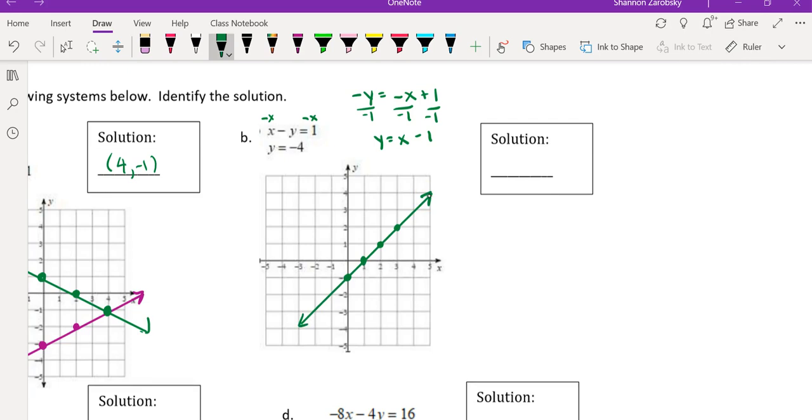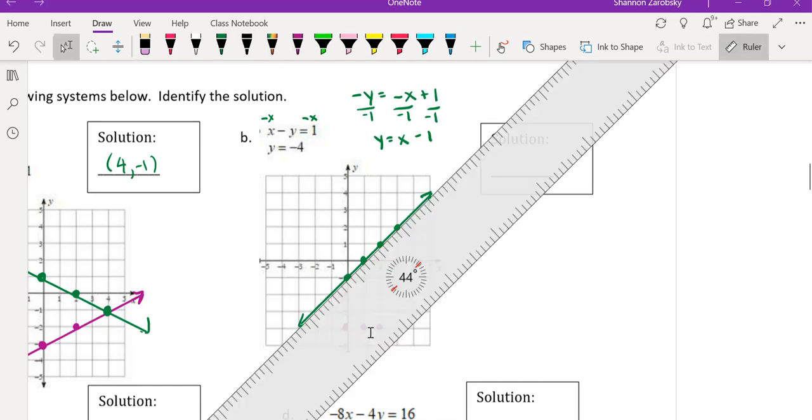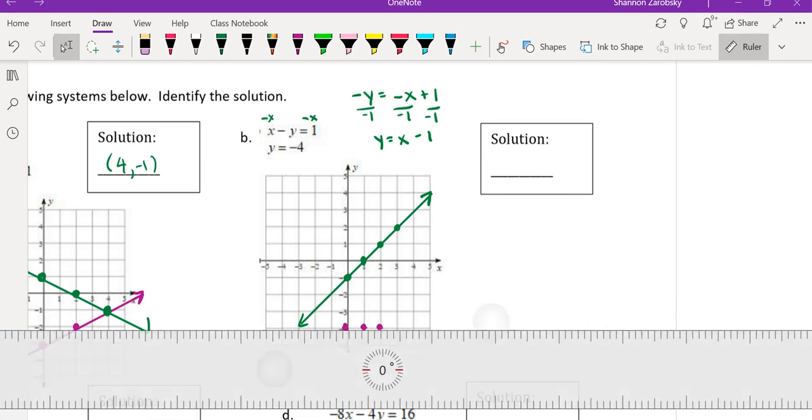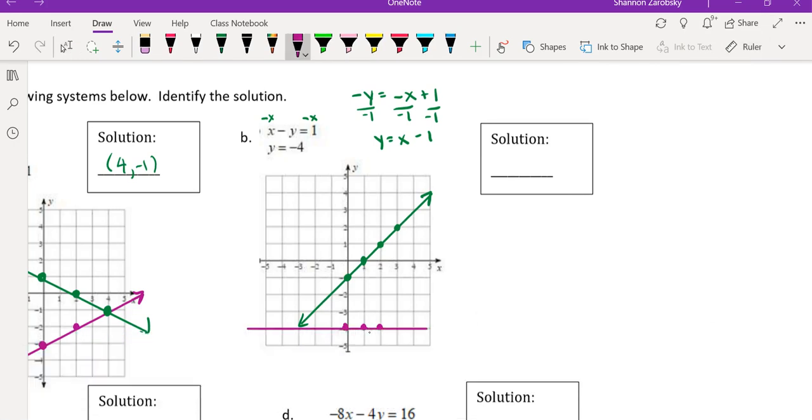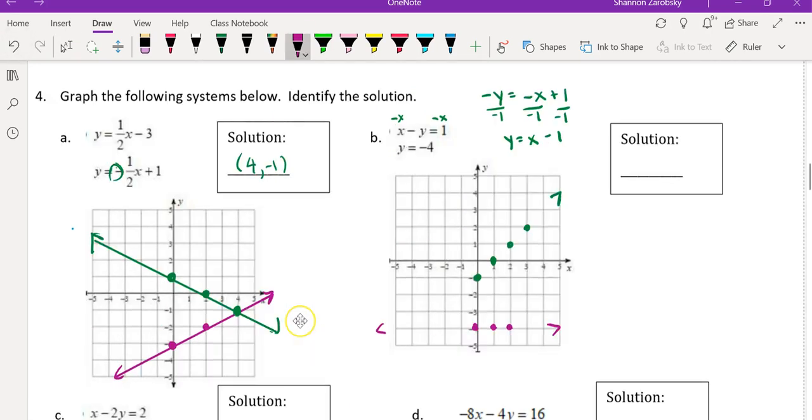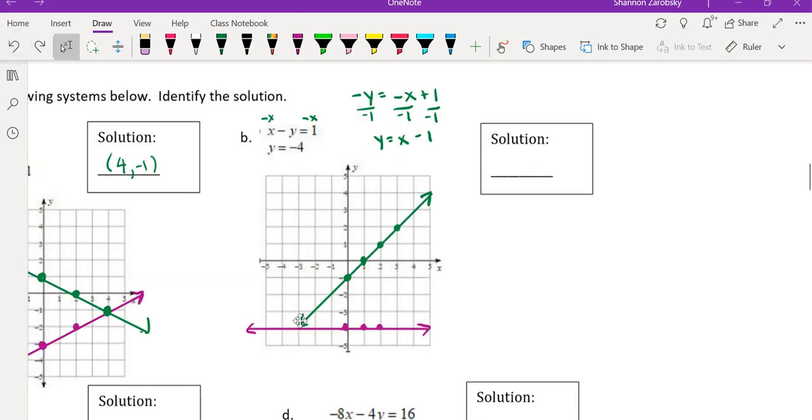Then for the other equation, it's y equals -4. Well, y equals -4 is a horizontal line. So that means at -4 on the y-axis, I have this horizontal line. So I'm going to go ahead and draw that in. And I technically didn't draw my green line far enough, but you can see where it's going to intersect. It's going to intersect right over here at -3, -4.